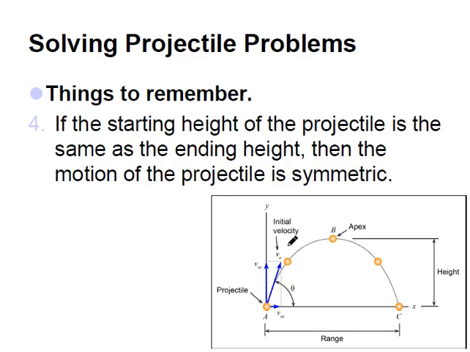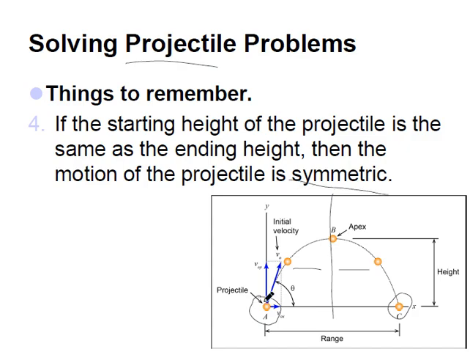All right. Then the next point to deal with the projectile problem is if your starting height of the projectile is the same as the ending height, meaning we're going to start from the ground like that, because the ending height is right here, 0. So we're going to start with the 0. Then the motion of that projectile is completely symmetric, see? So this side and that side is completely symmetric.